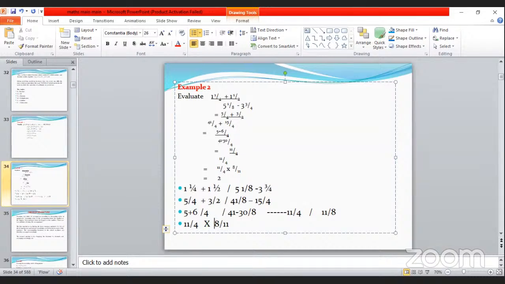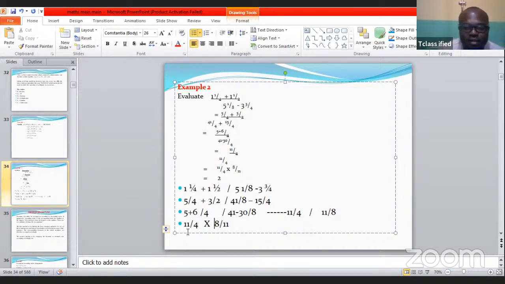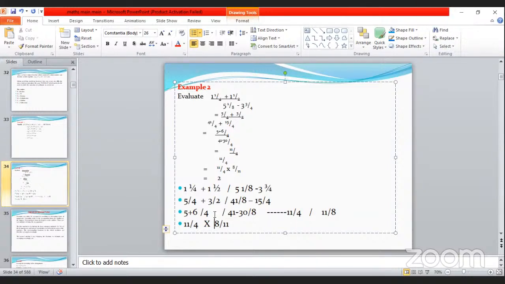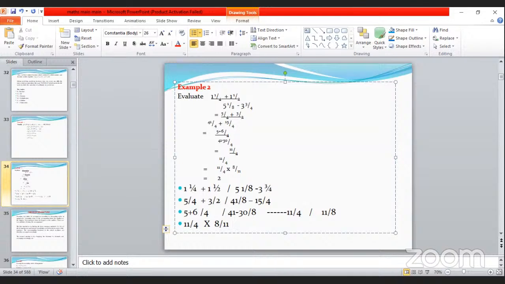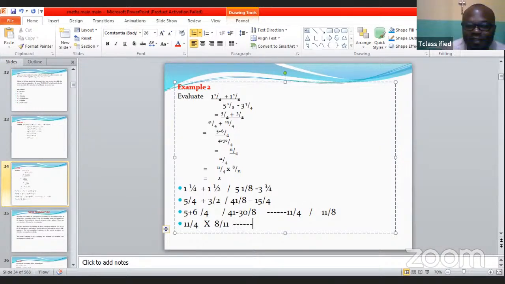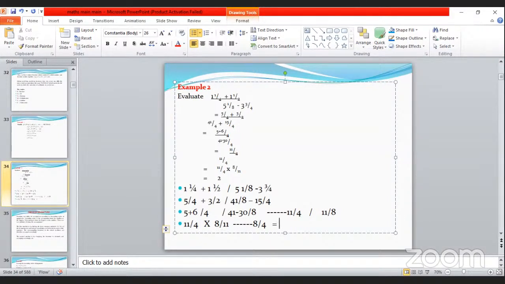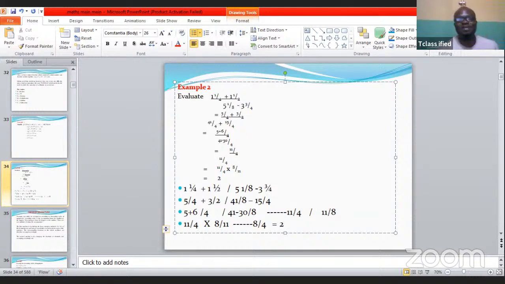You know that whenever you want to change a division sign to a multiplication sign, you have to invert what is following the division sign. Are you aware? Yes, sir. Okay, so with this, it makes the work very easy because now 11 can cancel out 11. So we are now having only 8 divided by 4, which is equal to 2. And that's how we got this 2.